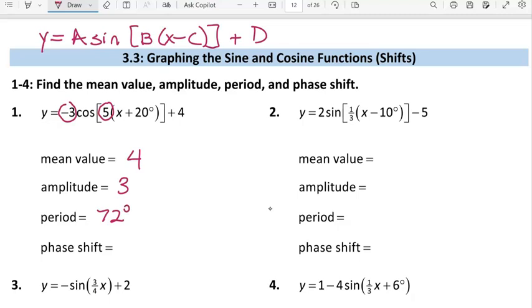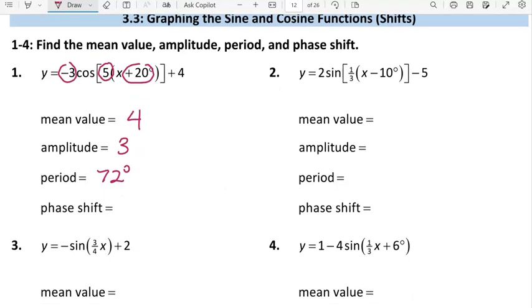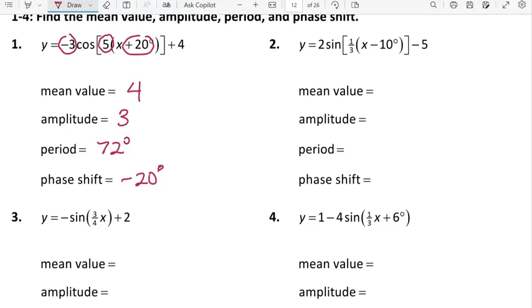And our phase shift is the c value. The number being subtracted from x is negative 20 degrees. So that means it's a phase shift 20 degrees to the left. All right, similarly in number 2, the mean value is the middle y value, which in the parent function is 0. When we translate this function down 5, our mean value will now be negative 5.